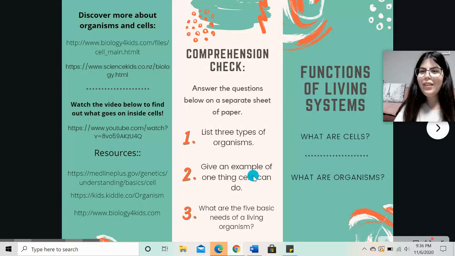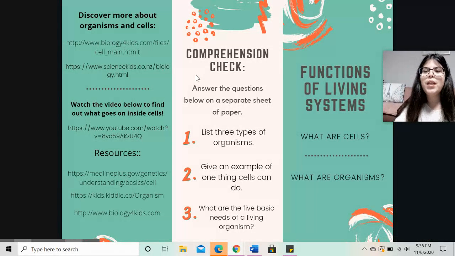So the first thing is the comprehension check. After the student reads through the brochures, the links, the videos, everything like that, they would come here. It says answer the questions below on a separate sheet of paper. Number 1 is list 3 types of organisms, give an example of one thing cells can do, and what are the 5 basic needs of a living organism.